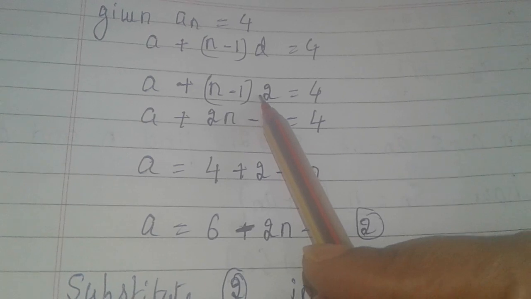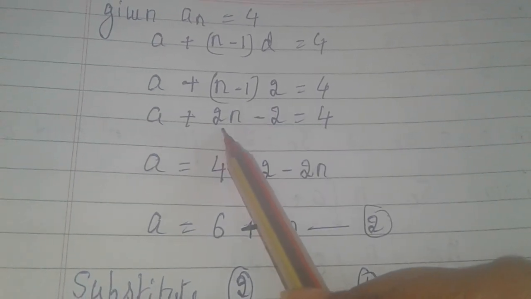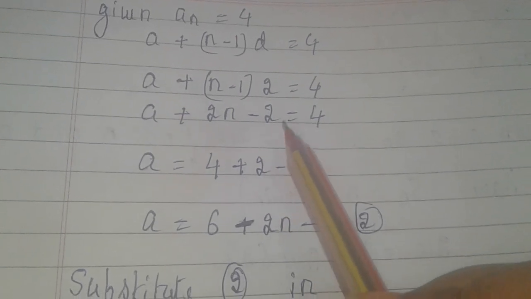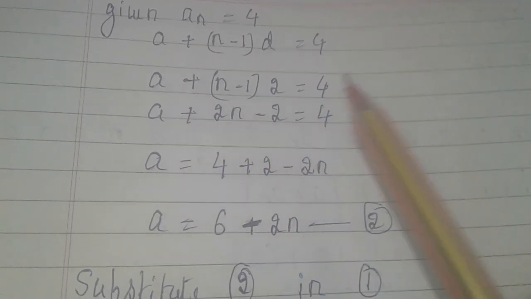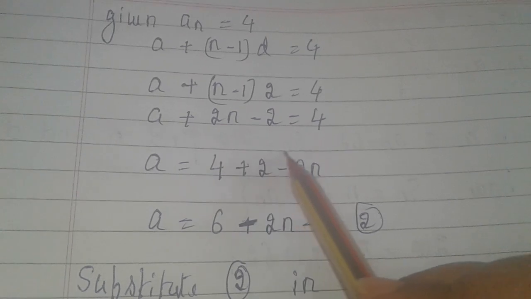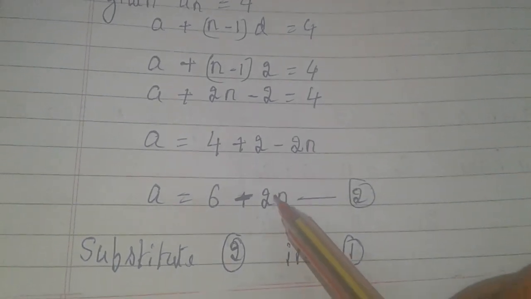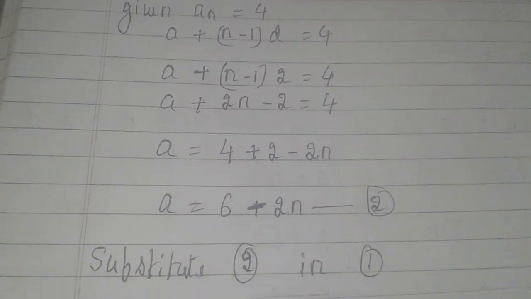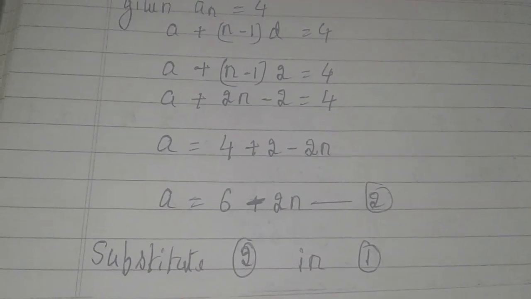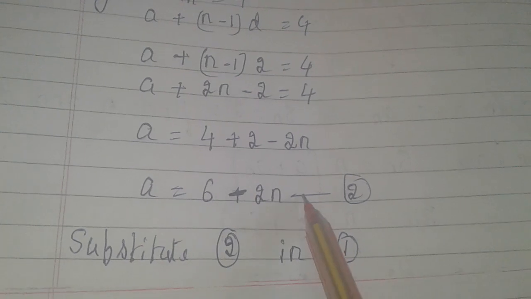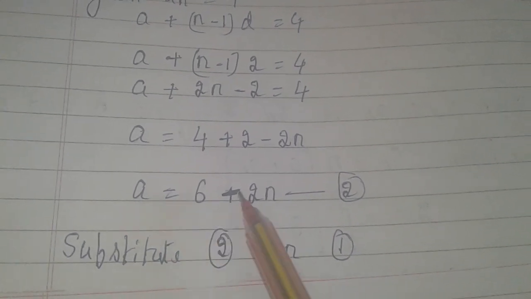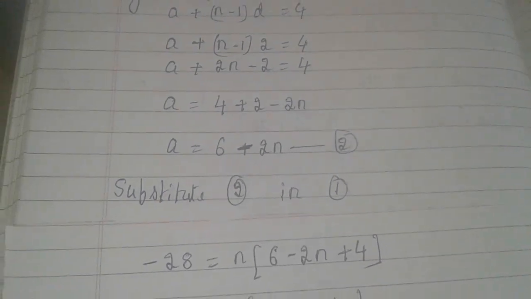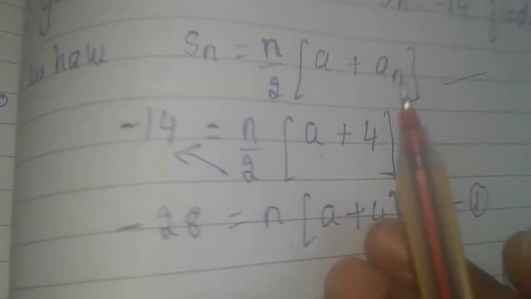So multiply this with 2: n into 2 is 2n, minus 1 into 2 is minus 2. Bring this minus 2 to this side, it becomes plus 2, and 2n also you bring this side, it becomes minus 2n. So 4 plus 2 is 6, 6 minus 2n. Take it as the second equation. So I got a in terms of n, that is a equals 6 minus 2n. Now I have the second equation and I have the first equation.